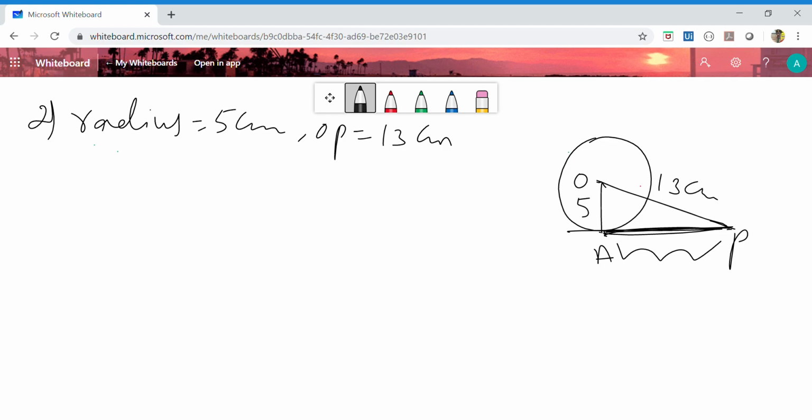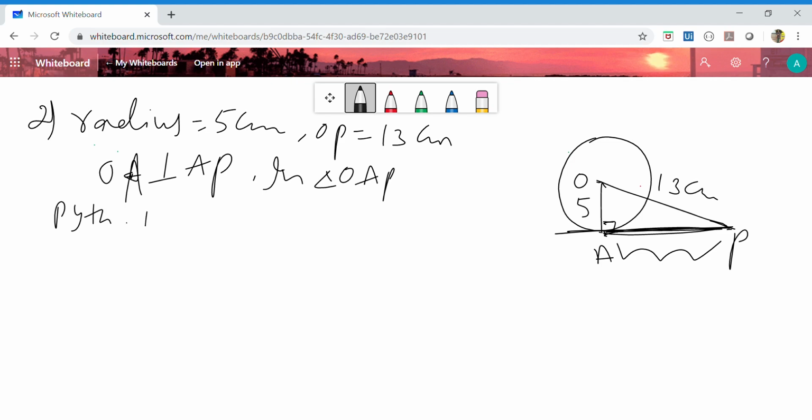So already by theorem 9.1 you know that the radius drawn from the center of a circle to the tangent is perpendicular to the tangent. So OA is perpendicular to AP. So triangle OAP becomes a right angle triangle. In triangle OAP we can apply the Pythagoras theorem. By applying the Pythagoras theorem, what you will get? AP square is equal to OP square minus OA square.